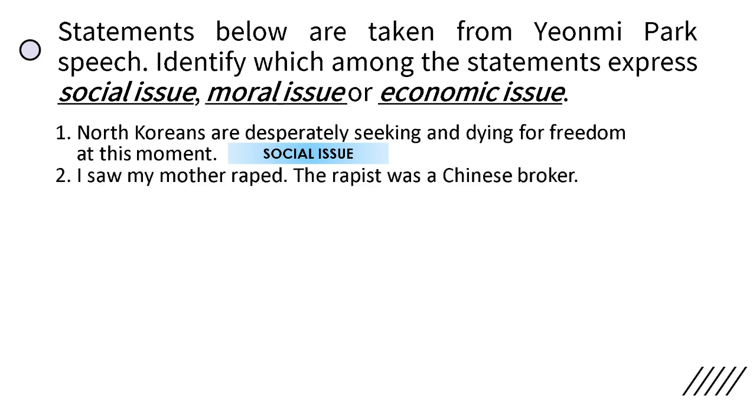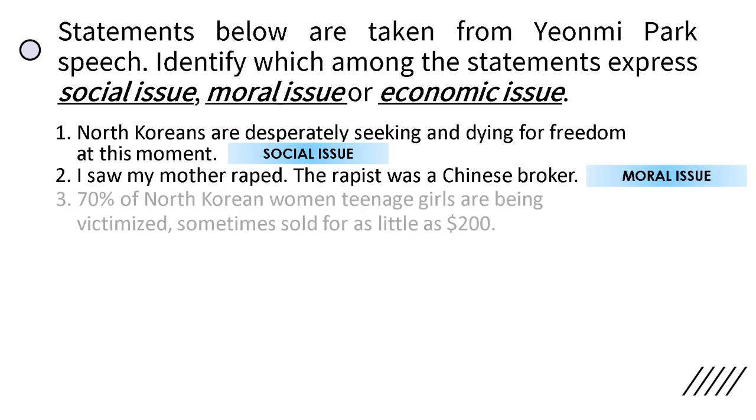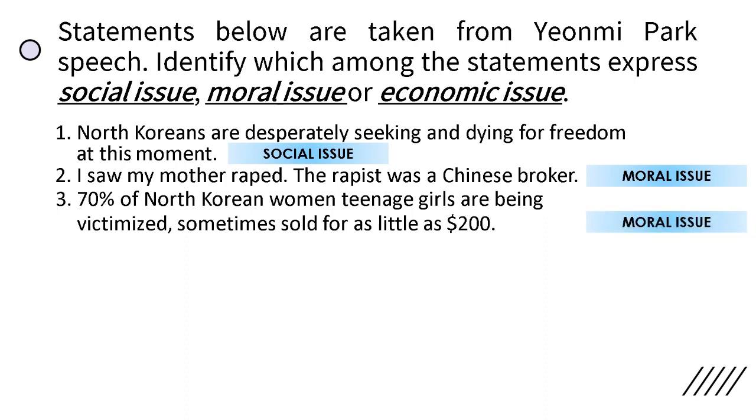Number 2. I saw my mother raped. The rapist was a Chinese broker. The keyword here is rape. That's correct. Moral issue. Number 3. 70% of North Korean women, teenage girls, are being victimized, sometimes sold for as little as $200. So it's all about prostitution, something like that. Now, what do you think is this issue? That's correct. It's moral issue.